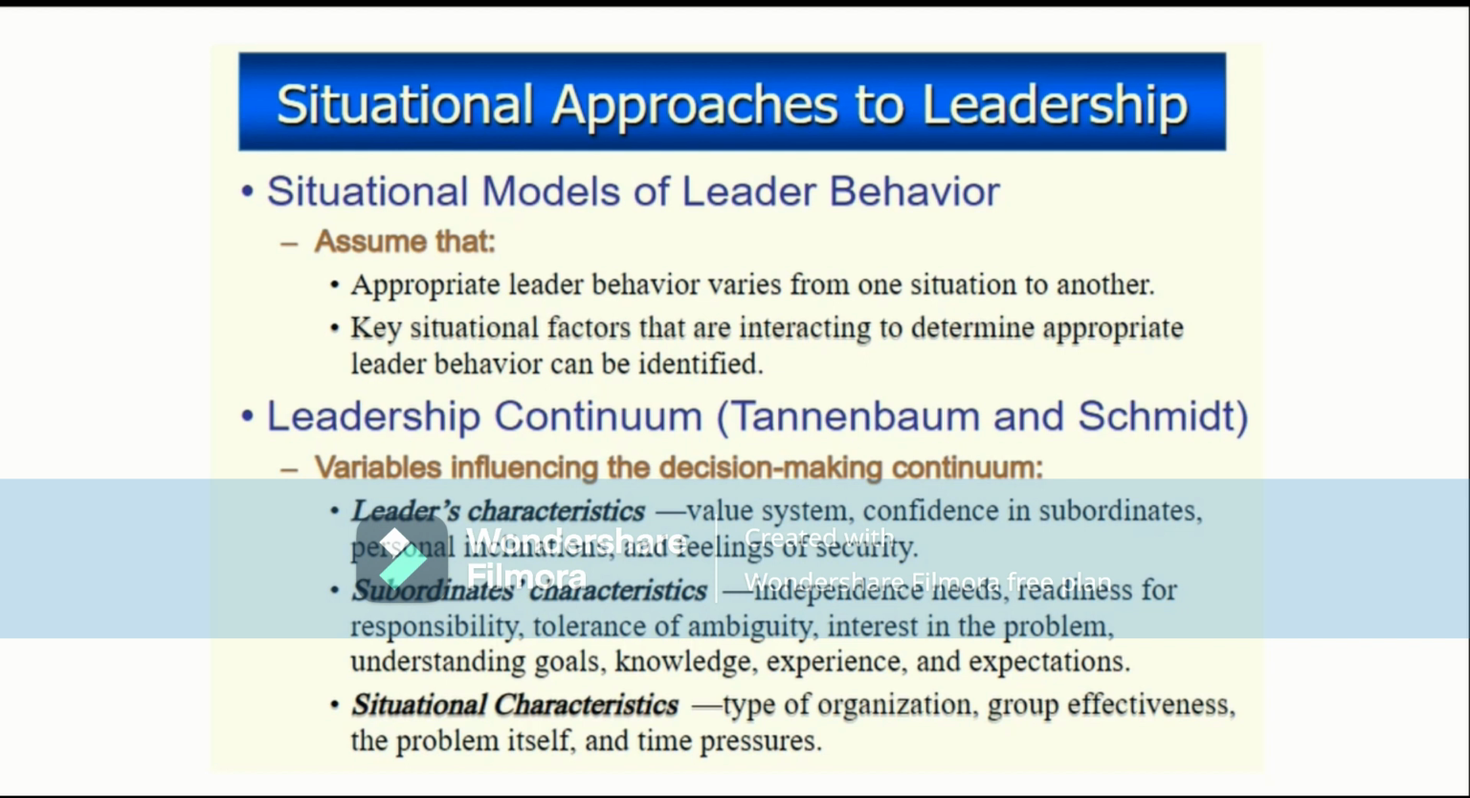And the variables influencing the decision making are leadership characteristics, subordinates characteristics, and situational characteristics. The leadership characteristics are the value system, confidence in subordinates, personal inclination, and a feeling of security. And subordinate characteristics are independence need, readiness for responsibility, tolerance of ambiguity, interest in the problem, understanding goals, knowledge, experience, and expectation. Whereas the situational characteristics are the type of organization, group effectiveness, the problem itself, and the time pressure.